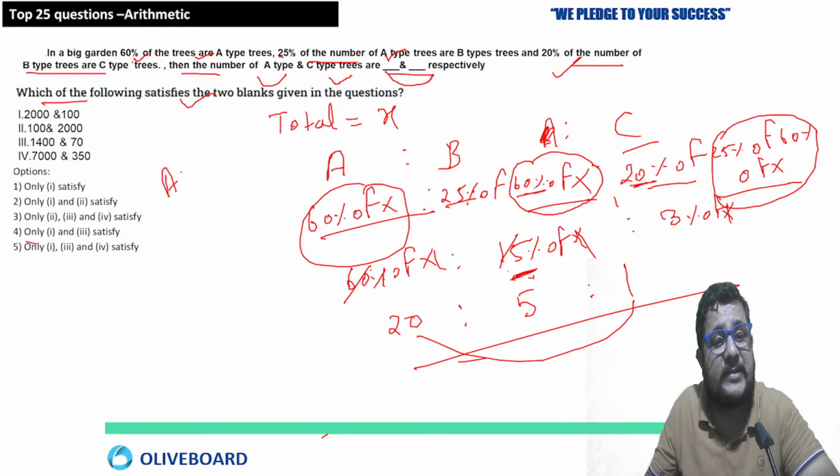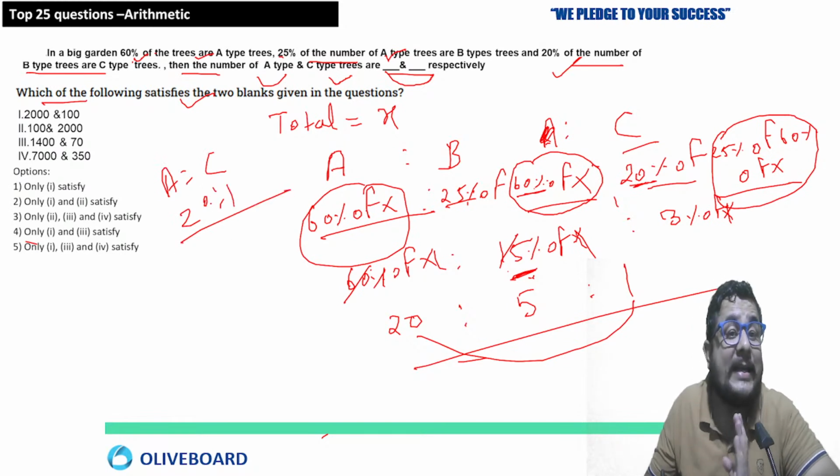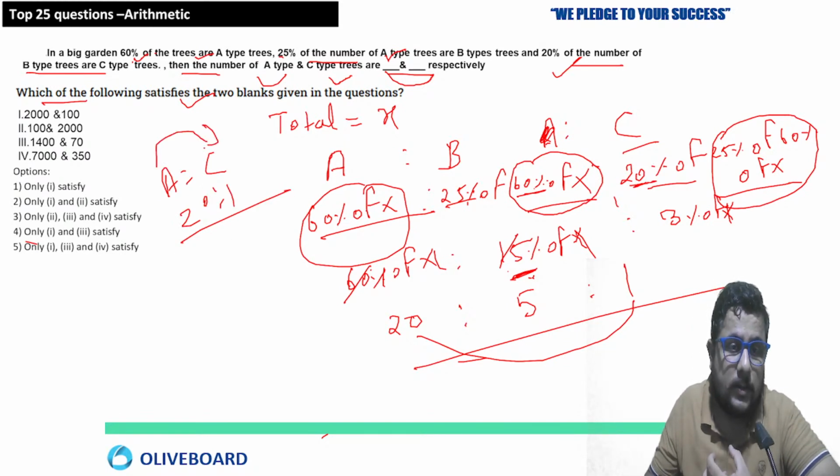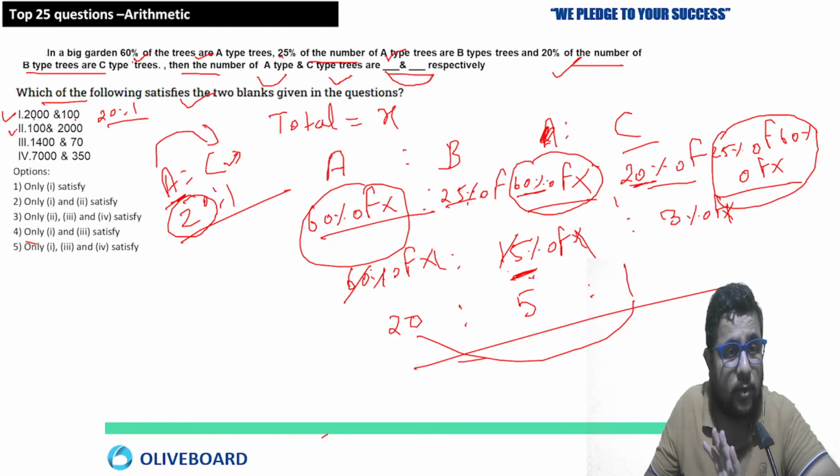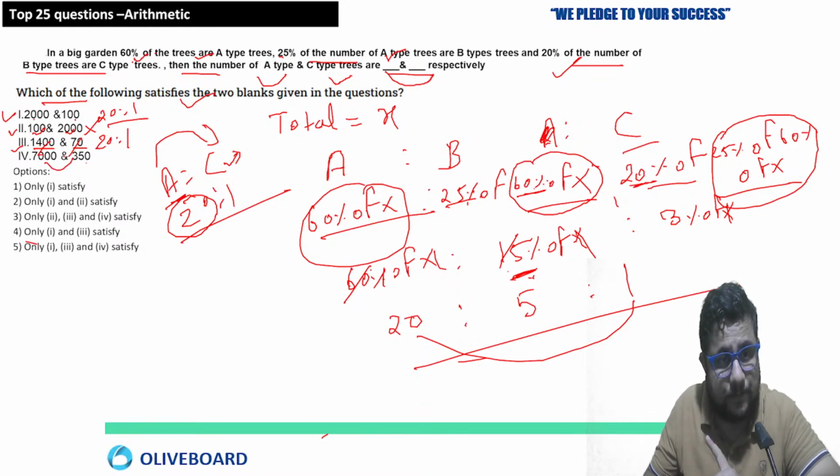Just put what? A and C's ratio. So 20 ratio 1 is going to be their strength, meaning the number of trees. Right? A has 20 times of C. So first, yes, it is satisfying the 20 ratio 1. 2000 ratio 100 is going to be 20 ratio 1, satisfying the condition for two blanks. This one, no, because here A is less than C, which is not possible. Now third, 1400 ratio 70. Yes, this is also satisfying this condition. Now 7000 and 350, sorry, it is 'and', I just made the error. 7000 and 350, so 20 ratio 1. So first, third and fourth follow this condition.